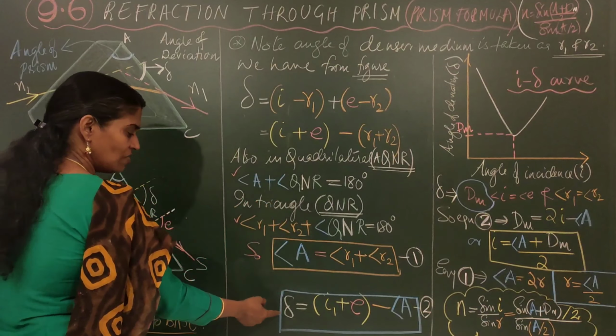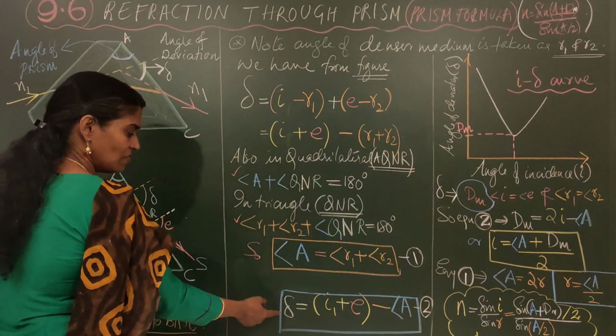What is deviation? I plus E minus A. I plus E, not I1, I plus E minus angle A. You need not write I1, that is I only. Okay, right? So you have two equations, equation 1 and equation 2.